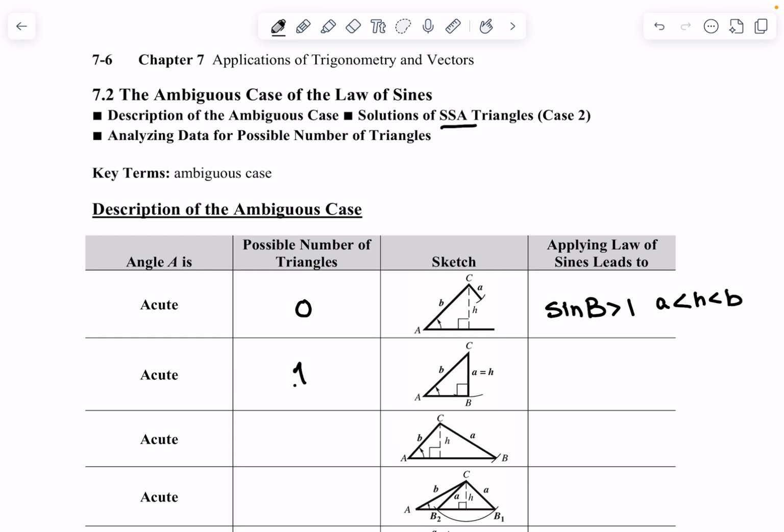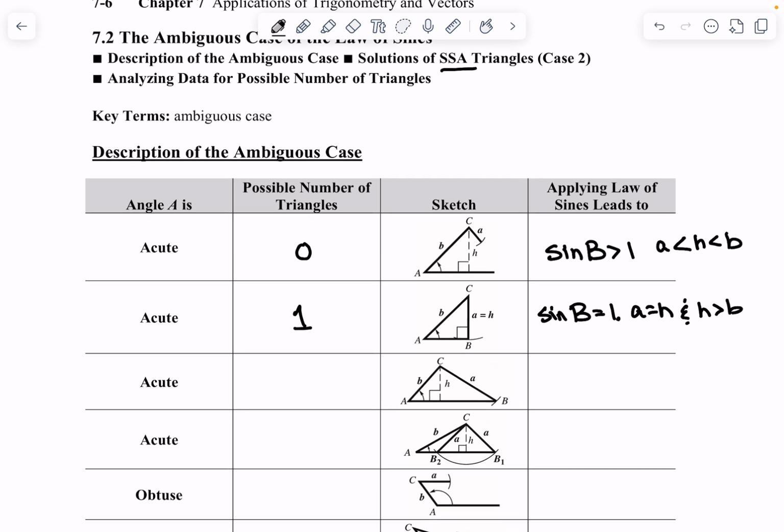You get one triangle if, when you apply the law of sines, you get the sine of B equaling 1, which means that A equals H, and H is greater than B. You could also get one acute triangle if, when you apply the law of sines, the sine of B is less than 1, and A must be greater than or equal to B.